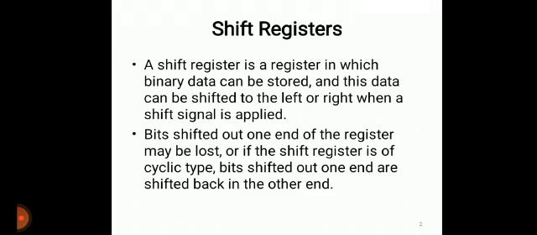If the register is capable of shifting the bits either towards the right-hand side or towards the left-hand side, then it is called a shift register. That means the shift register is a register in which the binary data can be stored, and this data can be shifted to the left or right when the shift signal is applied. Bits which are shifted out at one end of the register may be lost, or if the shift register is of the cyclic type, bits shifted out one end are shifted back in the other end.